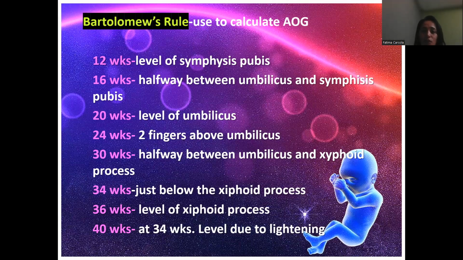So let me just give the common board exam questions in this Bartholomew's rule. In the board exam, they are repeatedly asking the level or the number of weeks when the uterus is at the level of the symphysis pubis, and the answer is 12 weeks. At the level of the umbilicus, it's 20 weeks. And then the most difficult part is at the level of the xiphoid process, and that is 36 weeks, because if the mother is suffering from a cardiopulmonary disorder or problem, then it will be very hard for her to be pregnant at the 36th week, because the gravid uterus will be at the level of the xiphoid process.